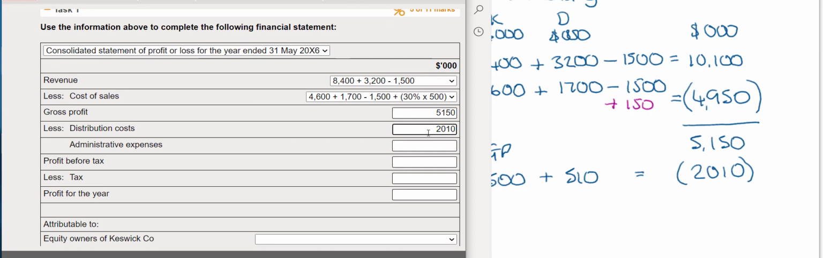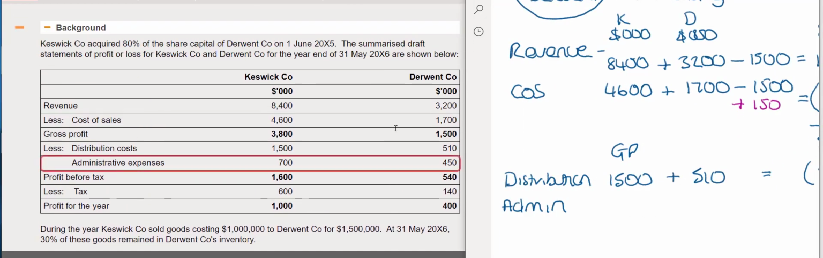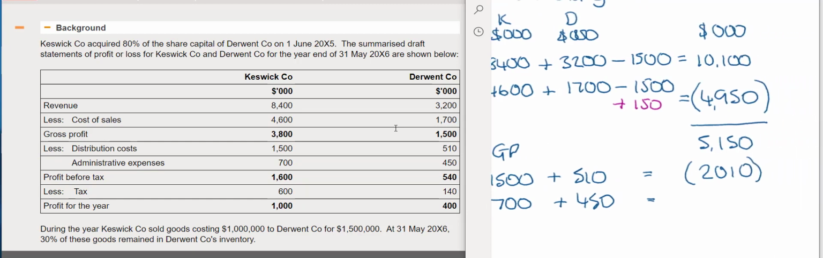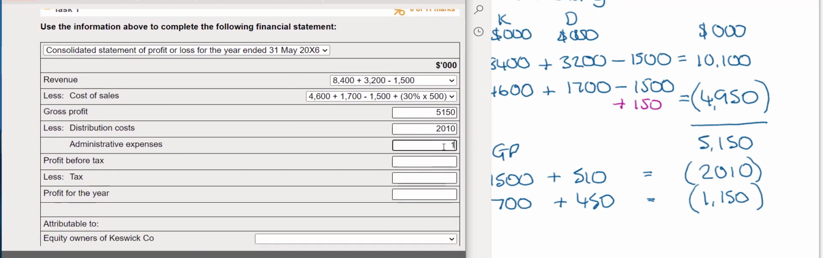The next one is for my admin expenses. Looking at the information that I have been given, I can see that Keswick has admin expenses of 700,000 and Derwent has 450,000. Therefore, the total admin expenses for the consolidated accounts are 1,150,000. With that calculated, I can then add that to my correct box.